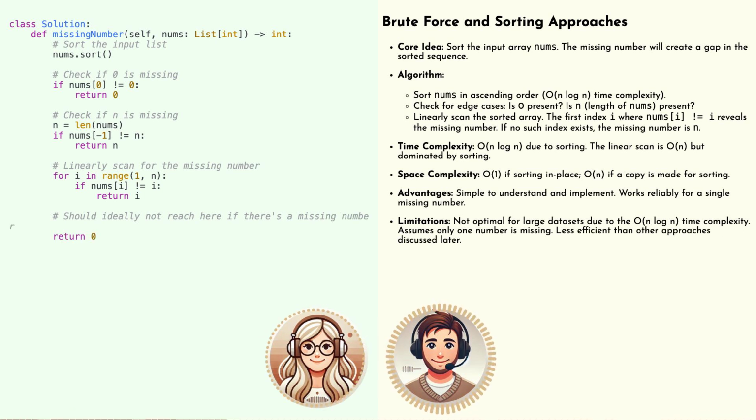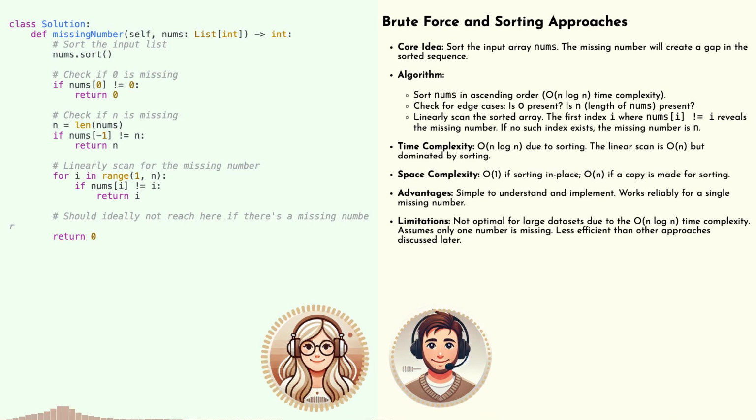Let's start with the approach that probably just comes to mind first, the brute force method. It's not always the most elegant, but sometimes it helps to just lay all the cards on the table and get a feel for it. With brute force, we're basically checking every possible number against our array. We'd go through each number from 0 to that upper limit and see if it's in the array. If we don't find it, we know that's our missing number.